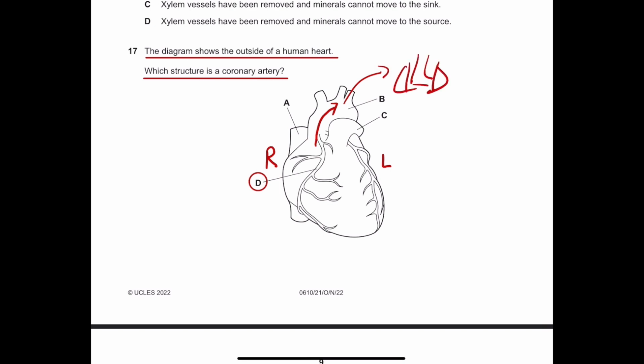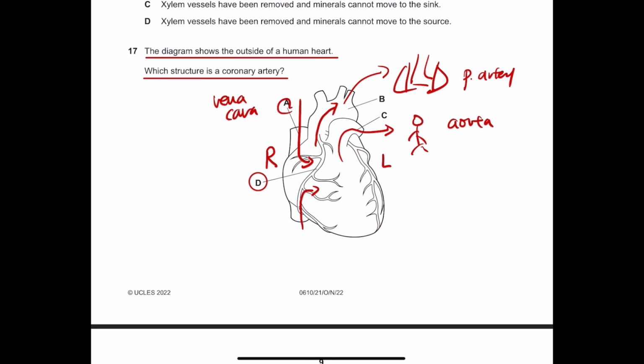And C is, of course, sending out the blood to the body. So B is pulmonary artery. C is aorta. And A is sending the blood into the heart from the right side, so it's called vena cava. Vena cava.